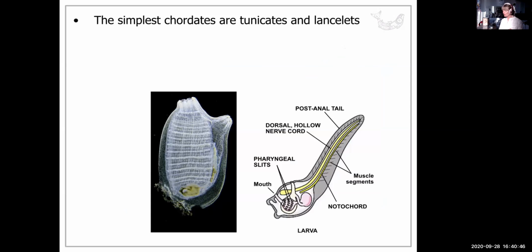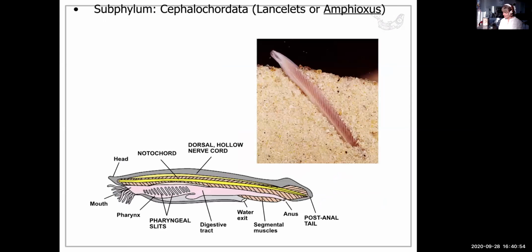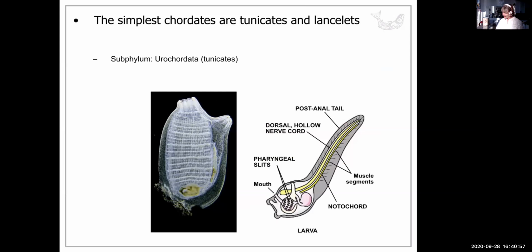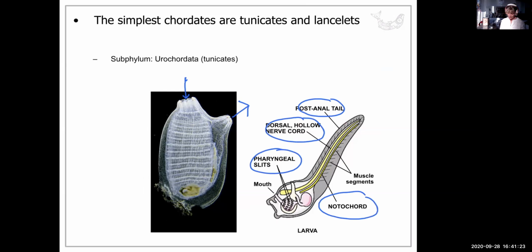The very simplest chordates are tunicates and lancelets. And with the tunicate, which is a marine animal, it's also known as a sea squirt. And it has a water, I'm not sure if the water goes in the top or the side. If it goes in the top, goes out the side. So it operates a little bit like a sponge, but it is not a sponge, it's a tunicate, because the larval stage of this animal has all of the features of a chordate, but only in the larval stage.